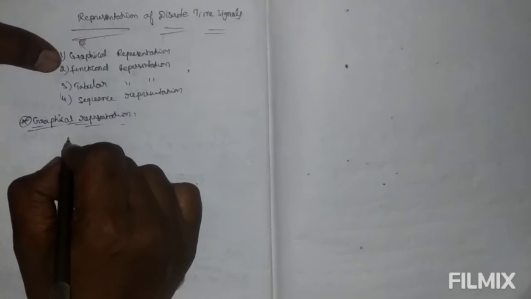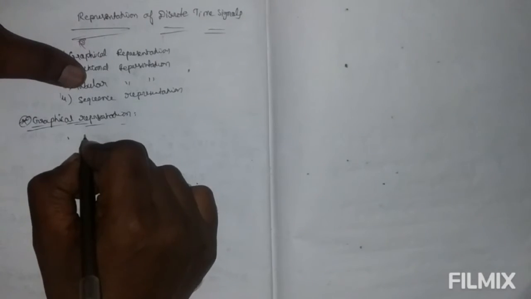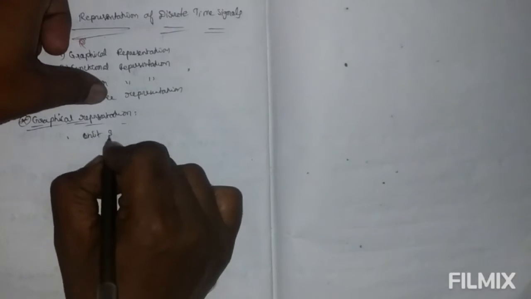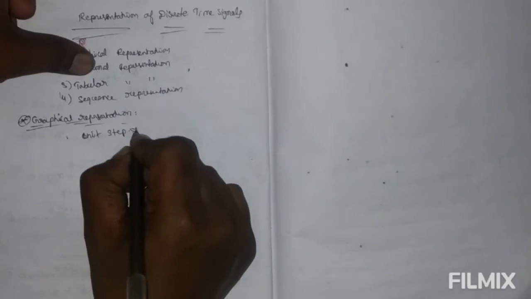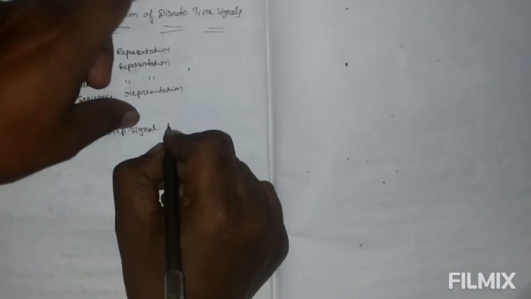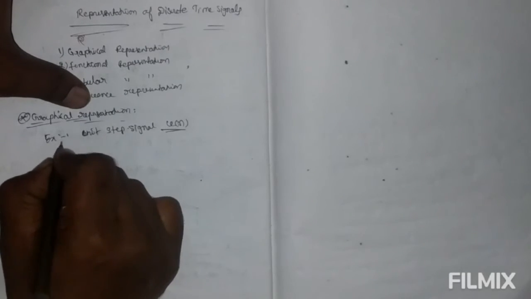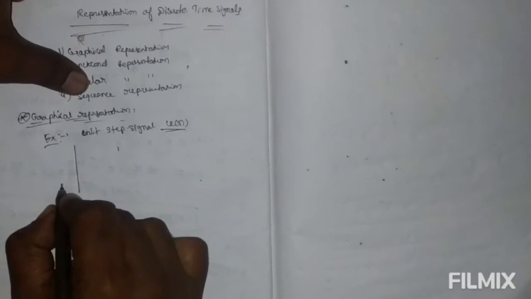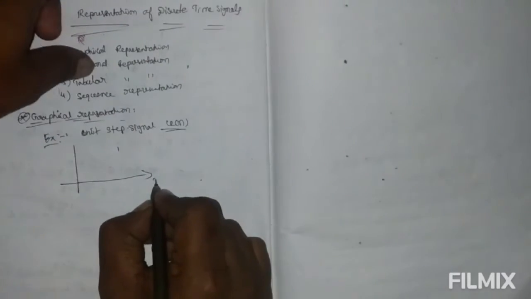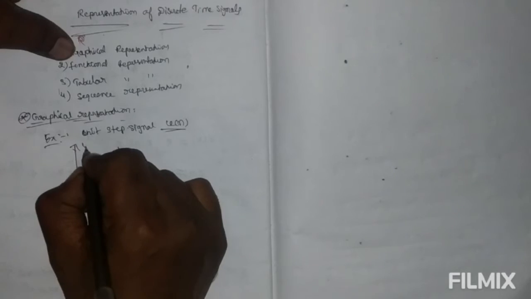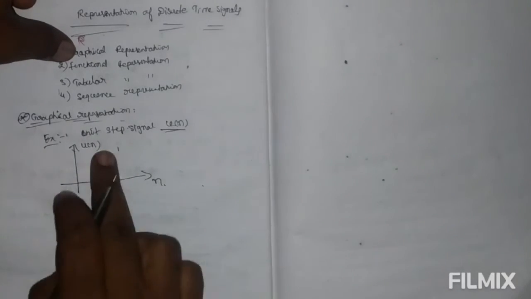Coming to the graphical representation, it is a very easy topic. We take the unit step function or unit step signal U of n. This is the representation in graphical form. The example is the unit step signal. The graphical representation of the unit step signal is: this is n, small n, and this is U of n. This is the discrete time signal.